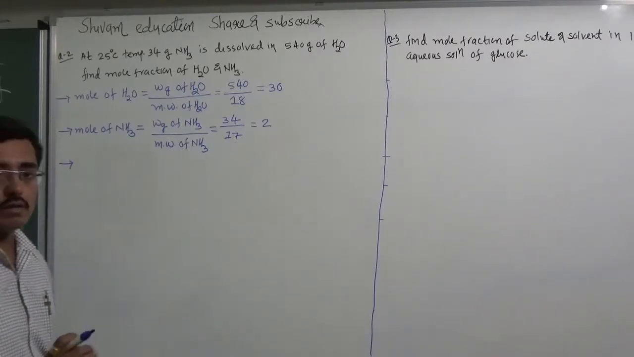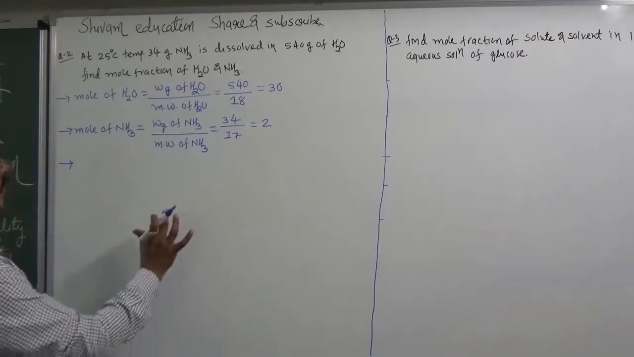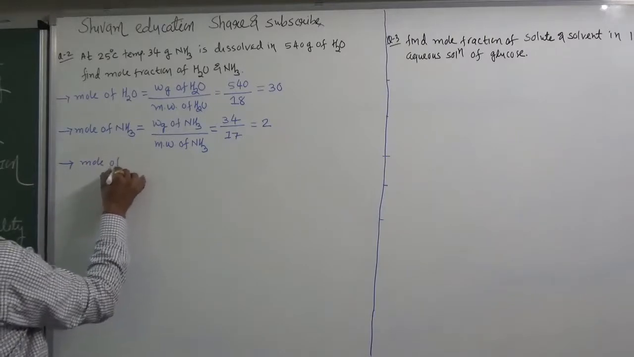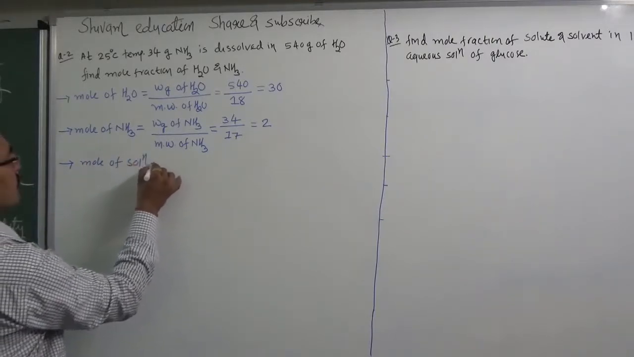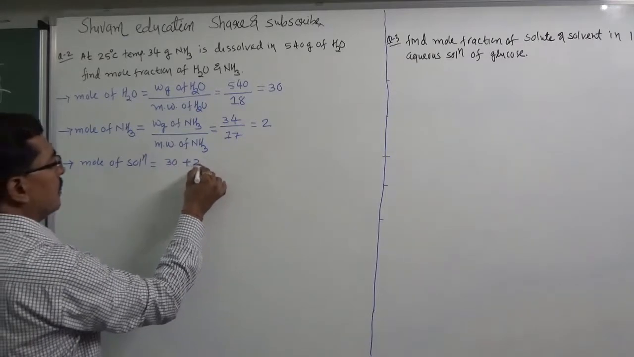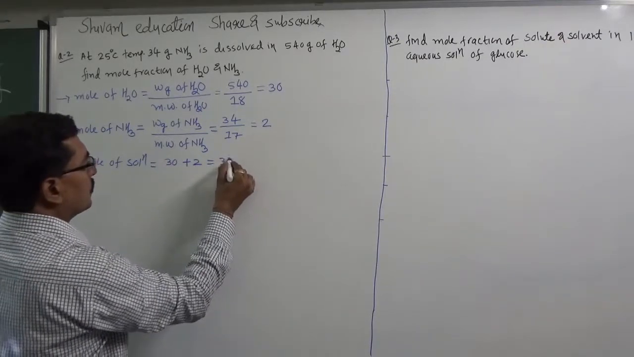Now for simplification of these things, first we have to find out the sum of mole of solute and solvent. So we can say mole of solution. Mole of solution means mole of ammonia and mole of water. So you will get 30 plus 2, and it is 32.